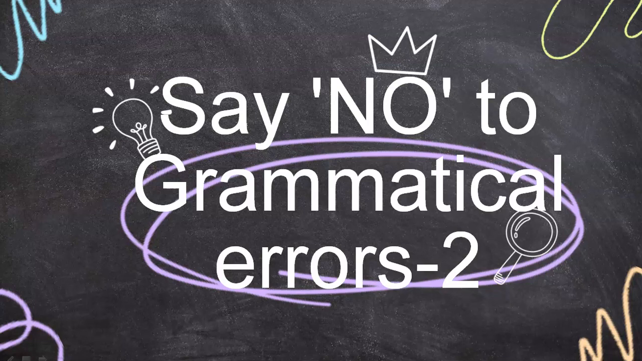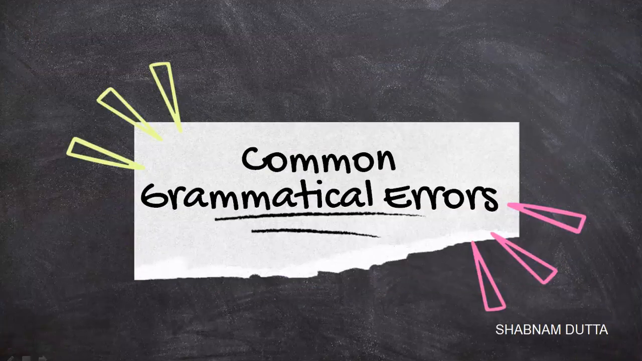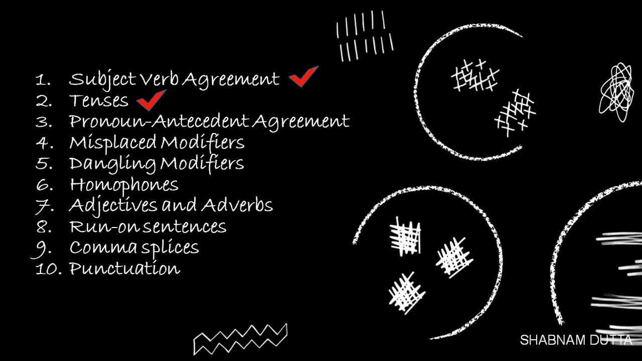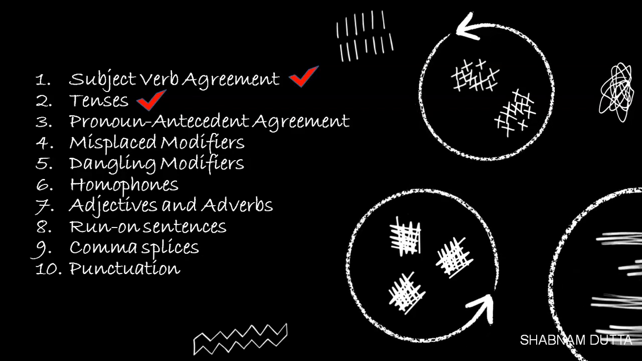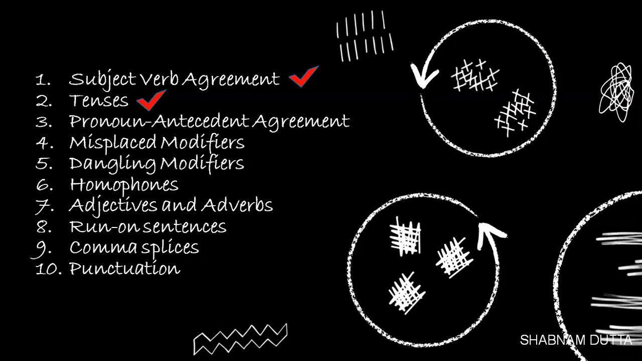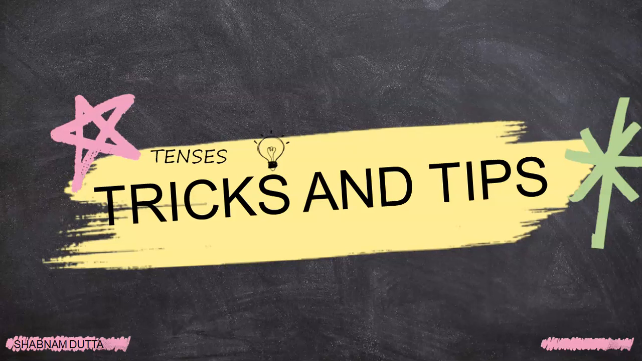In the last video, we started discussing common grammatical errors that we make while writing, and I explained the subject-verb agreement errors with tips to avoid them, and the errors we commit with tenses. Now, let me give you some tips on how to avoid tense errors and write clear and concise sentences. So quickly grab your pen and notebook and note down the tips along with the examples.